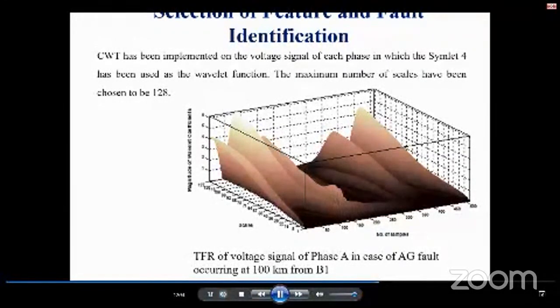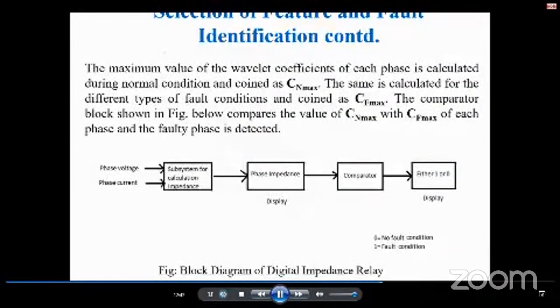So this is the time frequency representation of the voltage signal of phase A in case of a single line to ground fault, that is an AG fault occurring. This is just an illustration. In the earlier one, the impedance values of the raw signal were fed to the computer as the input features. But here, the maximum value of the wavelet coefficients of each phase is calculated, and it is termed as Cn max. The same is calculated for the different types of fault conditions and coined as Cf max. So Cn max is compared with Cf max of each phase, and the faulty phase is detected.